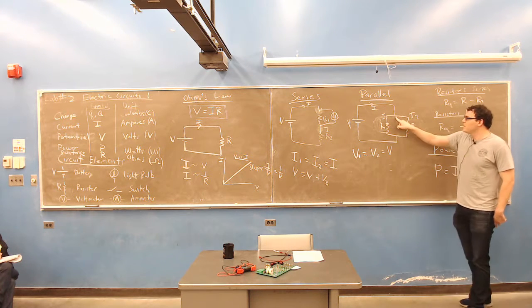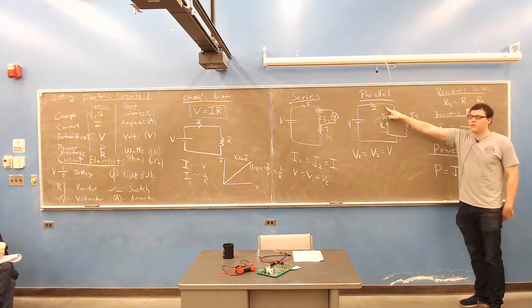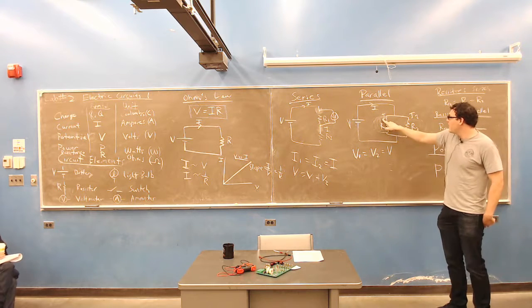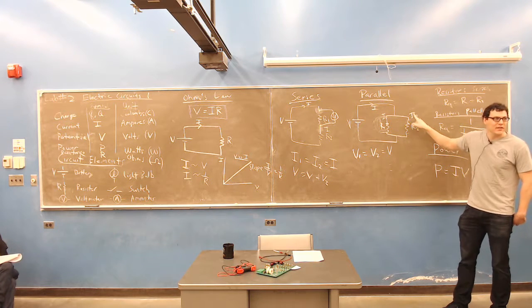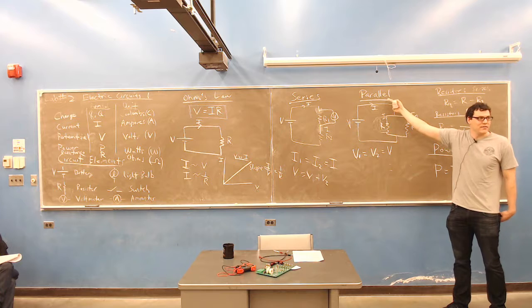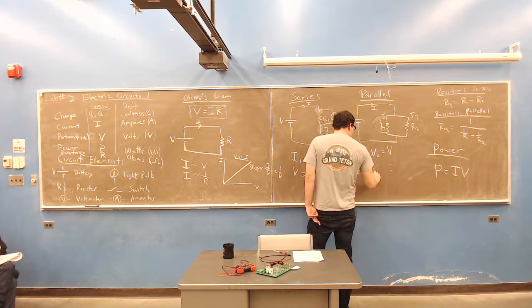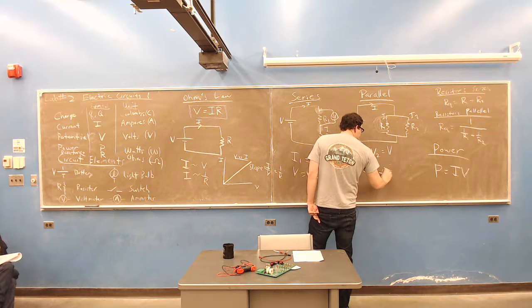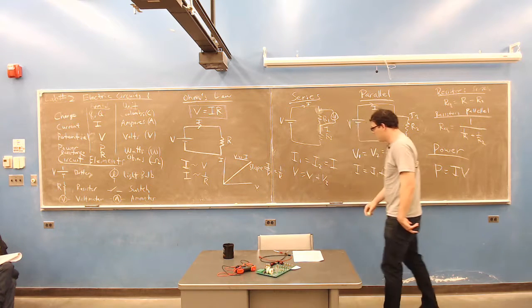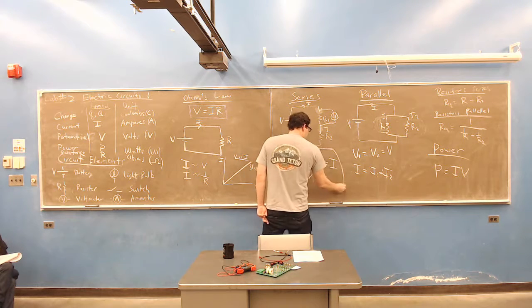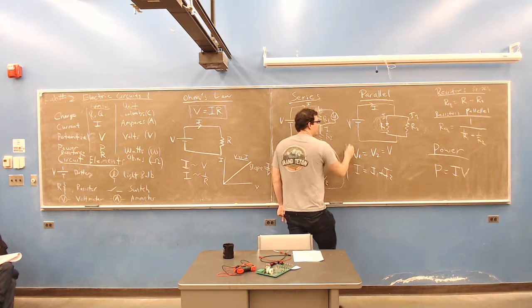Now, if the current splits up, can I1 be greater than I? No, it has to be something less, yeah? Turns out that if you take I1, you add I2 to it, they have to equal I, right? Conservation of current. So I is equal to I1 plus I2. I'm going to box these. These are things you're going to verify today.